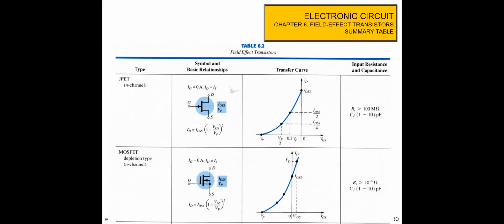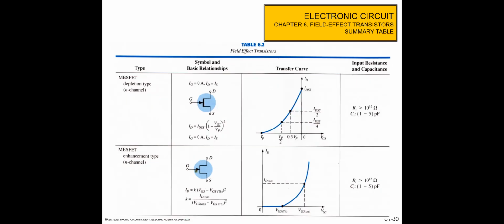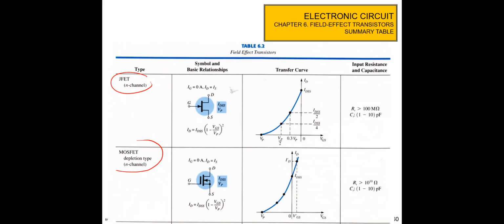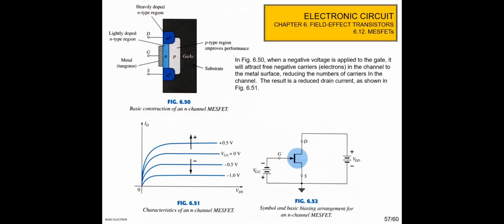This is the summary. This is for the JFET, and this is the MOSFET for depletion type, and then this is the MOSFET for enhancement type. This is the equation to find the device characteristic, and this is the MESFET for N-channel depletion type, and MESFET for N-channel enhancement, and these are the equations. Okay, I think this is the introduction of FET.